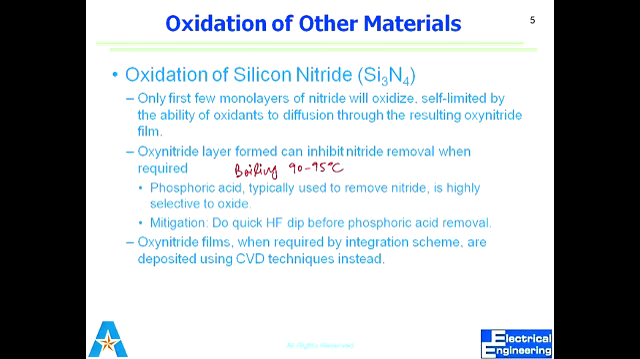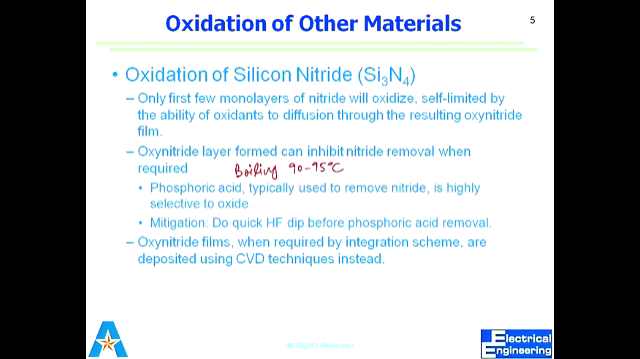But if I was intending to remove the nitride, in that case, this oxynitride layer would actually provide a hindrance, would actually be reluctant to remove that nitride layer. So what should we do in that case?